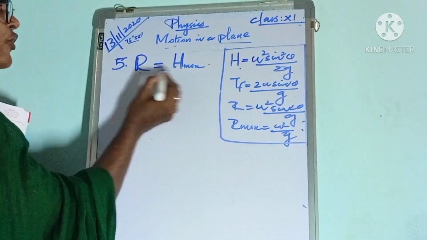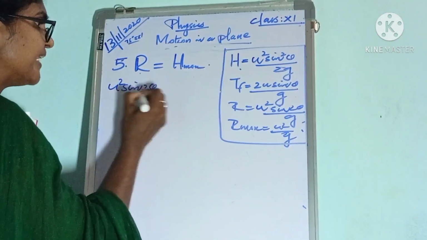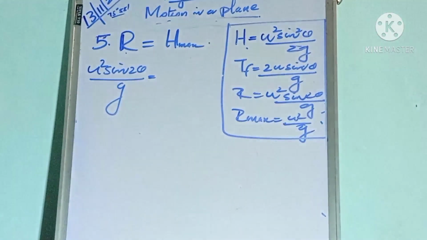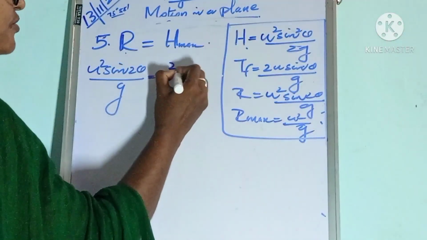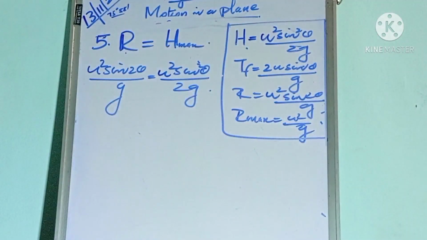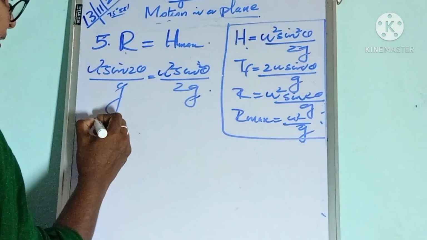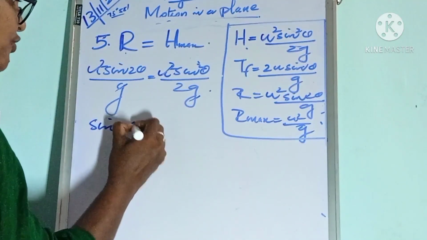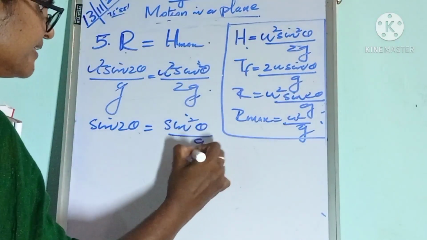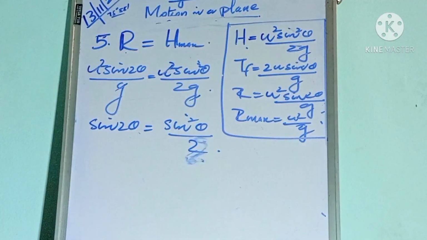You know the equation for horizontal range. R is equal to U square sin 2 theta divided by G. That must be equal to maximum height. You know the equation for maximum height: U square sin square theta divided by 2G. Here U square cancels and G cancels. The remaining term is sin 2 theta equal to sin square theta by 2.